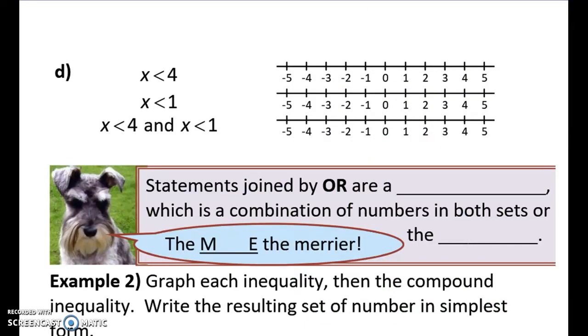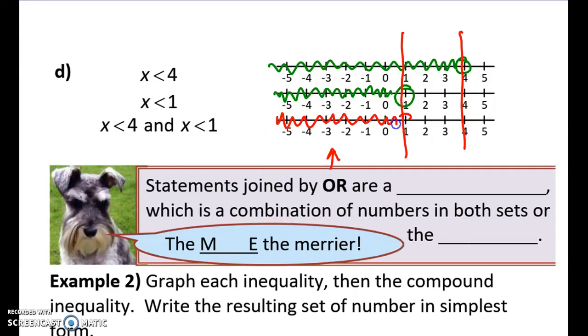Now let's look at D. So D, I have x is less than 4, open circle on 4, shade way below all the way down. Then I have x is less than 1, open circle on 1, shade below. I want the intersection when x is less than 4 and less than 1. Well, when I look at this, the area where they're both happening is this area here. It's all right here. So my answer ends up just being x is less than 1, because that's the only area where they're both shaded.